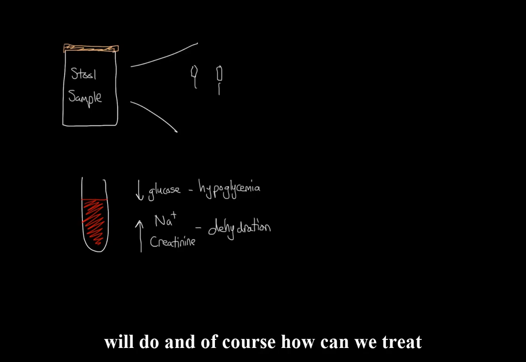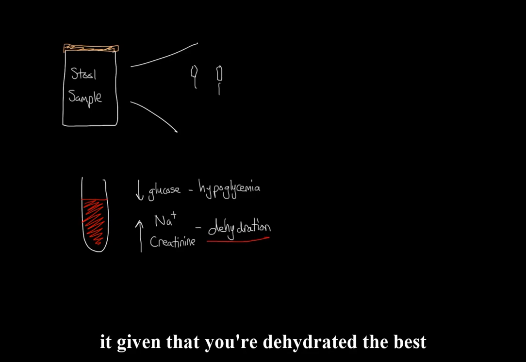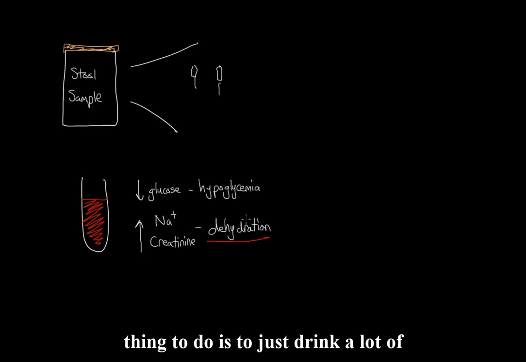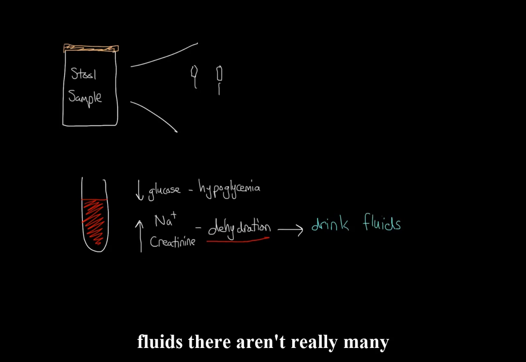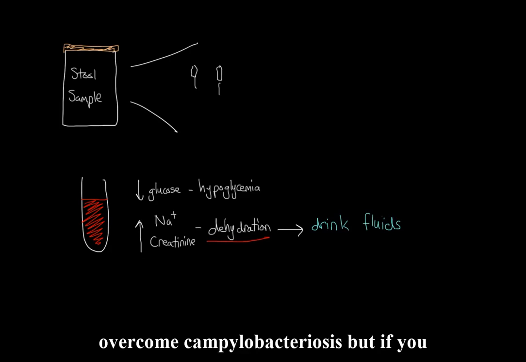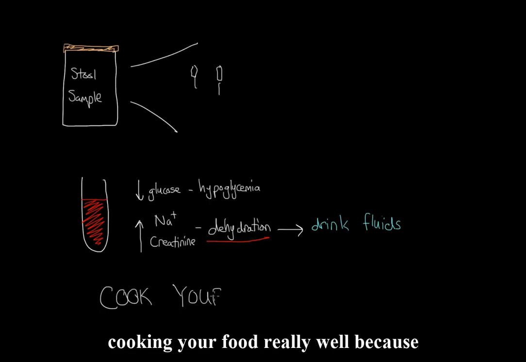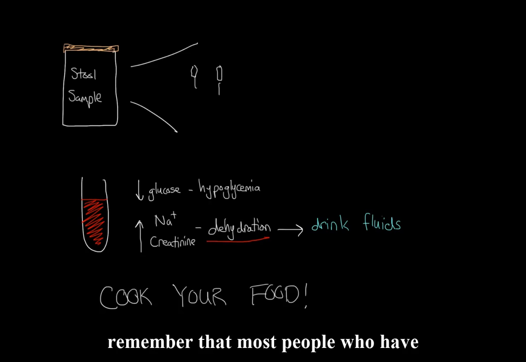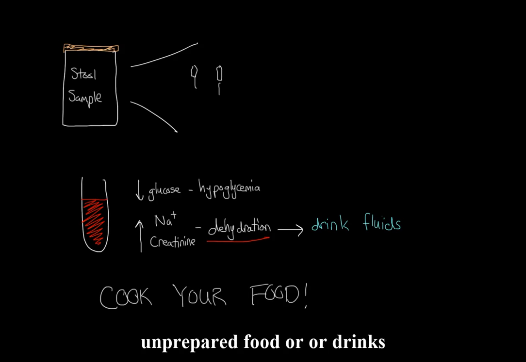And of course, how can we treat it? Given that you're dehydrated, the best thing to do is to just drink a lot of fluids. There aren't really many medications that people use to kind of overcome campylobacteriosis. But if you really want to be safe and if you really want to prevent it, the best thing you can do is to just make sure you're cooking your food really well. Because remember that most people who have campylobacteriosis probably got it from eating some kind of uncooked or unprepared food or drinks.